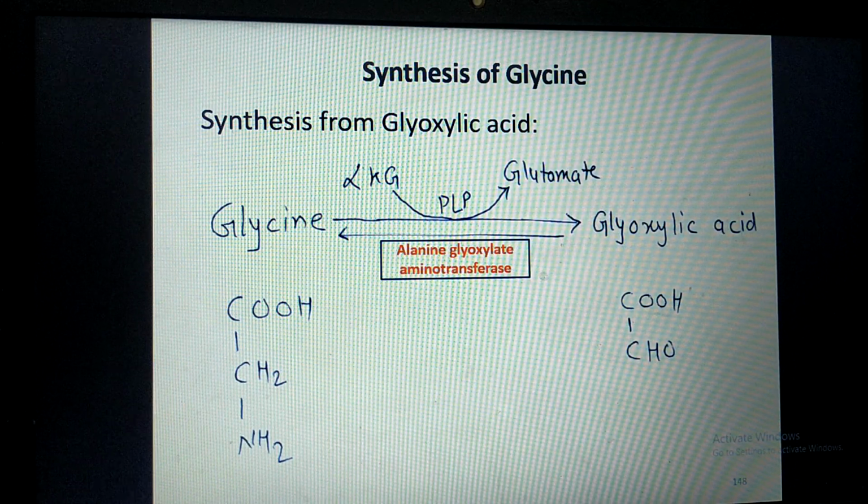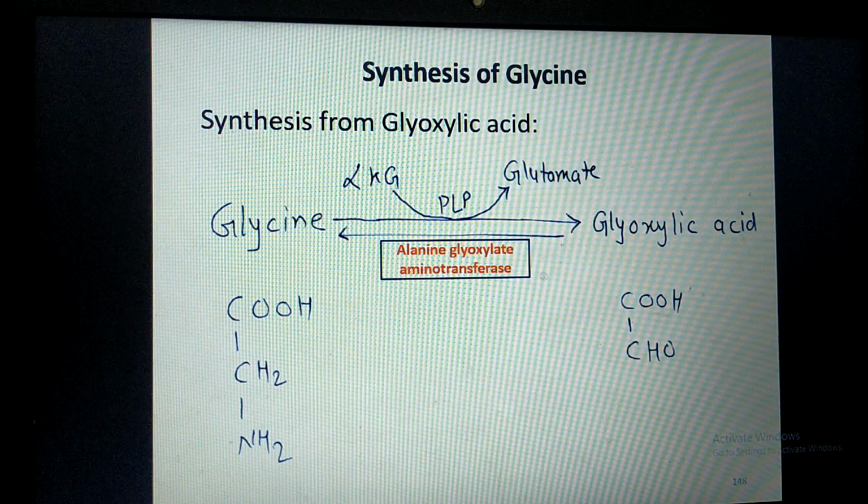This glutamic acid donates its amino group to this glyoxylic acid, and after addition of the amino group to this glyoxylic acid, it is converted into glycine. This is an example of a transamination reaction. So pyridoxal phosphate is the coenzyme in this reaction.